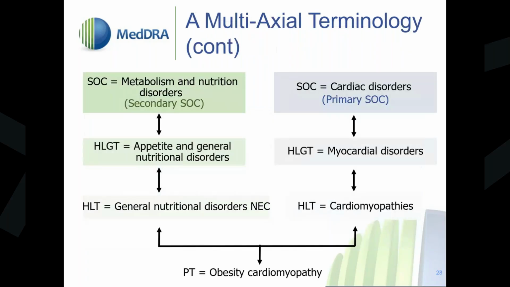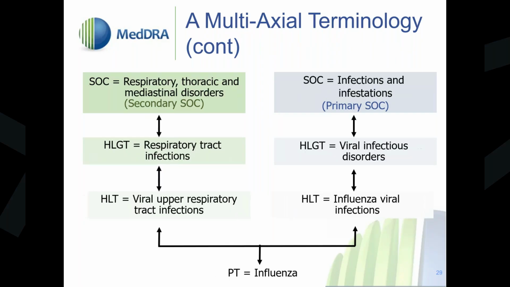If you think of obesity, cardiomyopathy, the condition is a cardiomyopathy. So the primary system organ class allocation would be the heart under cardiac disorders, but it's also associated with obesity. So you do have a secondary link in this particular term to the metabolism and nutrition disorders on the left hand of the screen. But what about, for example, influenza?